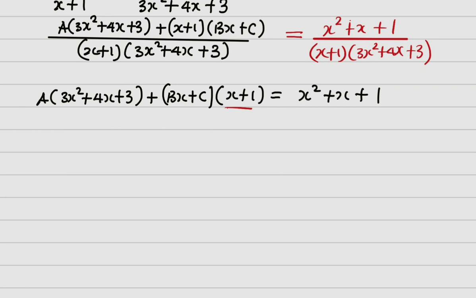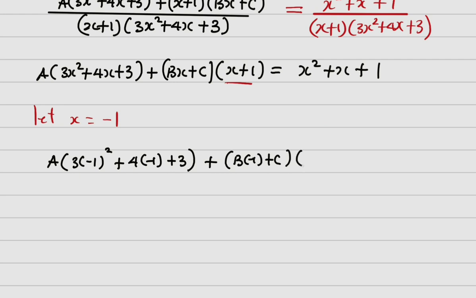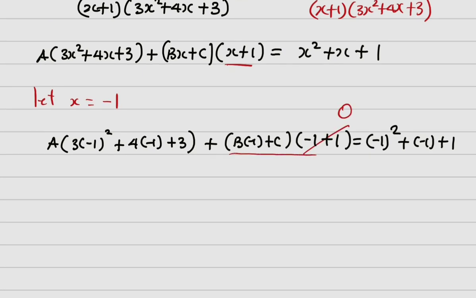I want to get a straight away by saying let x be equals to minus 1. If x equals minus 1, I'm going to have a into 3 times minus 1 all squared plus 4 into minus 1, then plus 3, then plus b into minus 1 plus c, then into minus 1 plus 1, is equals to minus 1 all squared plus minus 1, then plus 1. You see, the aim is this. You see, this is 0. Now, because it is 0, everything here cancels out.